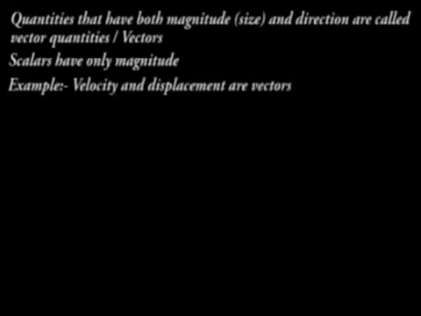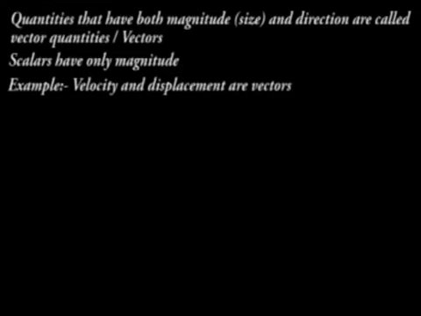Vectors. Scalars and vectors. For a person to move from one place, say A to B, he must know both the distance and direction of B from A. Quantities that have both magnitude and direction are called vector quantities, or simply vectors. Scalars are quantities that have magnitude only and no direction. For example, velocity and displacement are vectors.